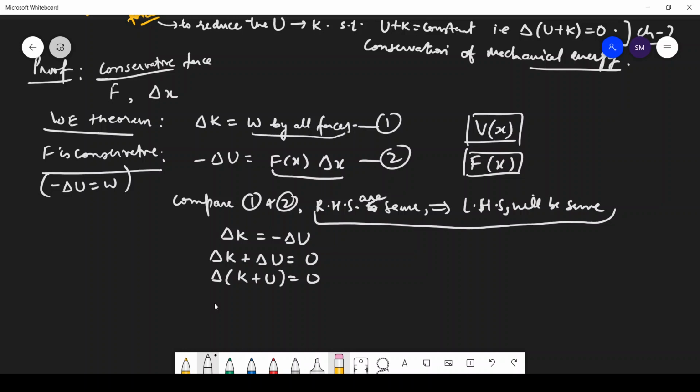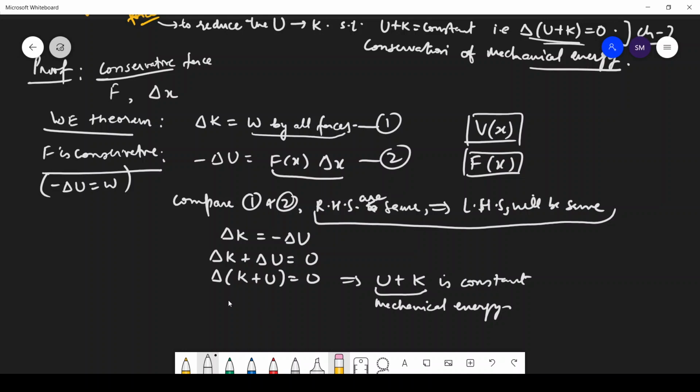And that is what your mechanical energy is. So we have proved this thing, that u plus k is constant, and that is mechanical energy. So mechanical energy is constant.